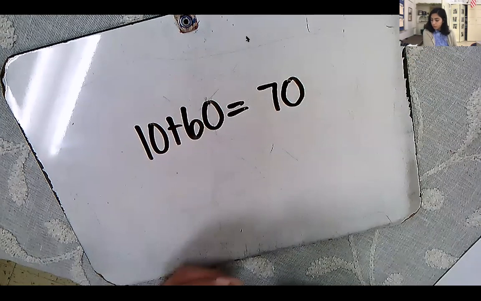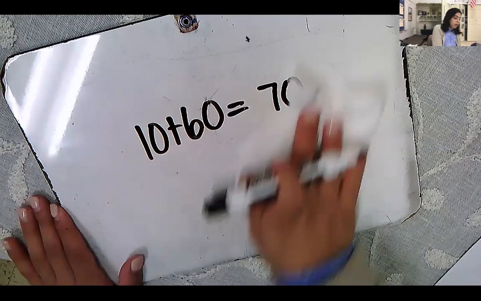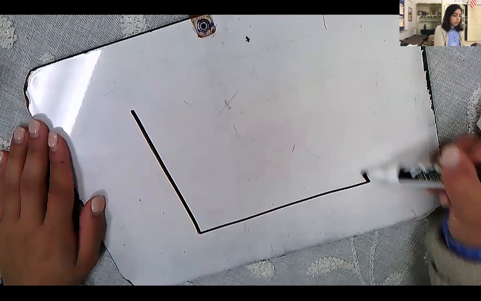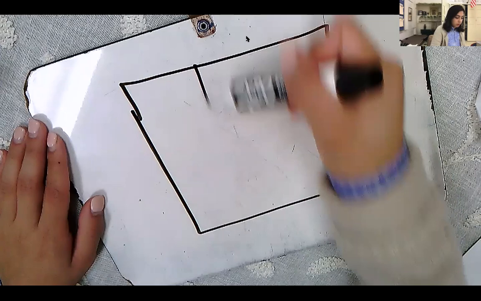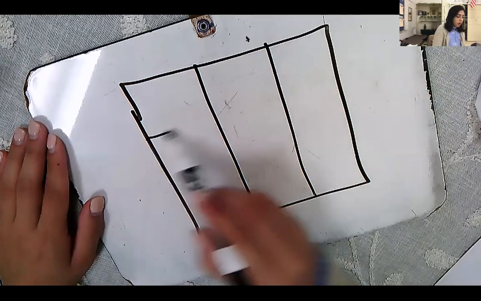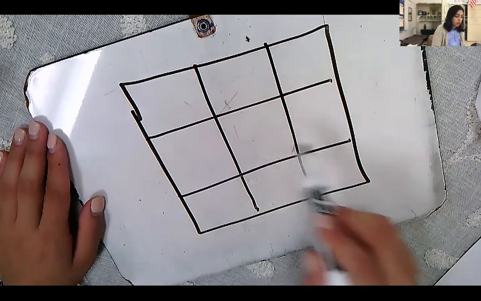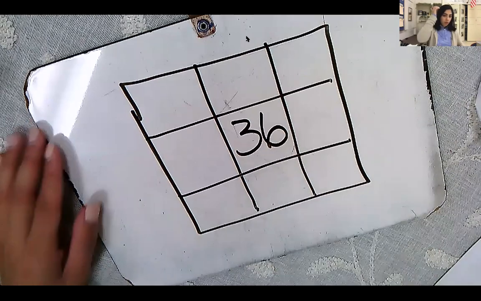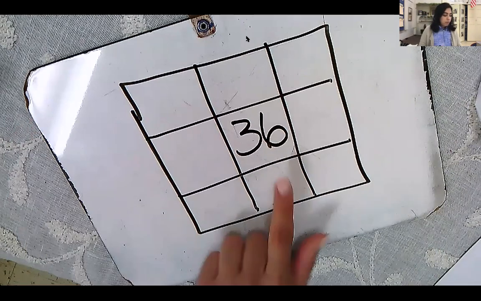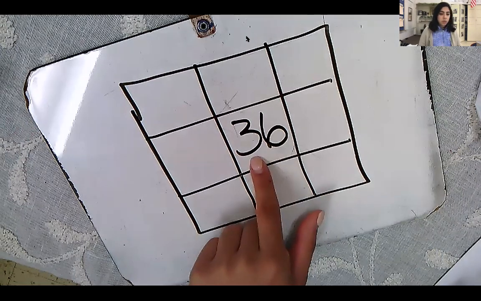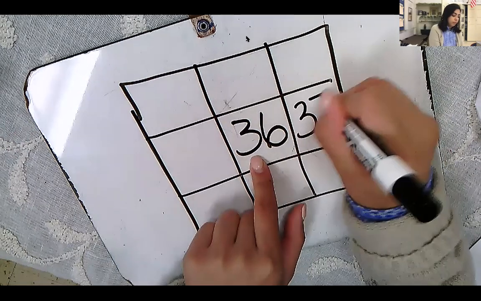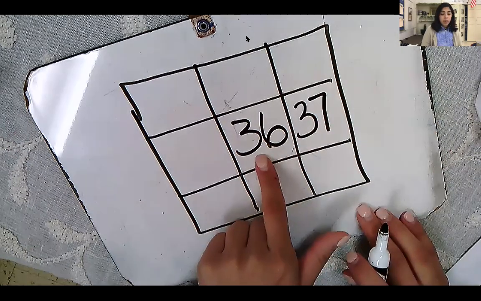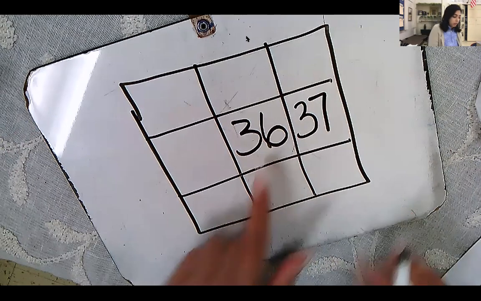So, I think in your homework you are going to have something like this. And you're going to try to find the missing numbers. They're going to give you the middle one. And you're going to have to find the ones around it. So what comes after 36? 36 plus 1 is 37. And 36 minus 1 is 35. Good job.